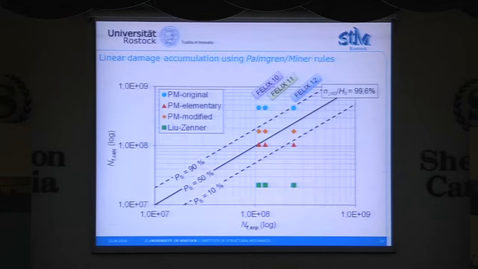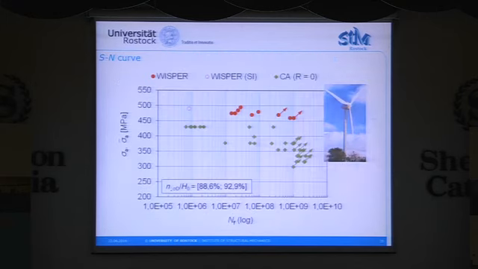Here we also have applied these damage rules, different Palmgren-Miner rules, and also here you can see that the original Palmgren-Miner rule leads to non-conservative results. That means we have to consider the amplitudes below the fatigue strength. The numbers of cycles which we calculate are the same because we have no interaction effects in these calculations. And we also have very good agreement with the modified and elementary type.